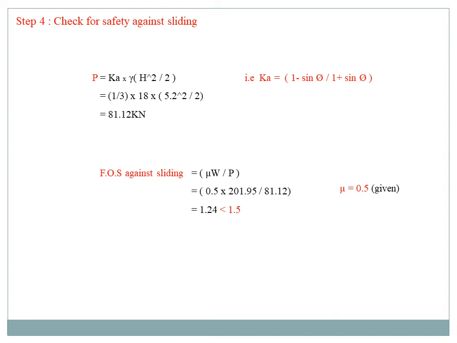Then P we found previously, 81.12. So you got a 1.24 value. This factor of safety is less than 1.5, so this is unsafe. Since the wall is unsafe, a shear key is to be designed below the stem. Sometimes the factor of safety is above 1.5, then the slab is safe and you need not find the shear key portion.